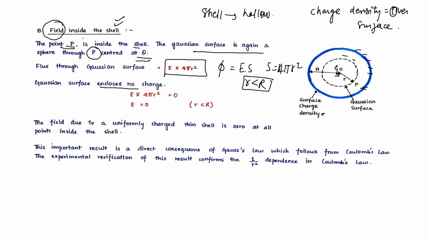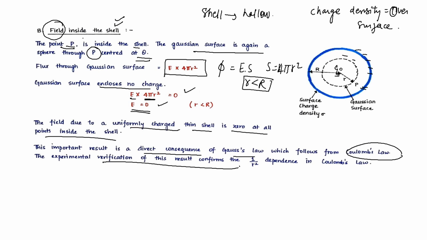The Gaussian surface encloses no charge. No charge, why? Because the charge of a shell is on its surface, so at the center there is no charge present. So E cross 4 pi r square will be equal to 0, and hence the field inside is 0. The field due to the uniformly charged thin shell is 0 at points inside the shell. This important result is a direct consequence of Gauss's law, which follows from Coulomb's law. The experimental verification of this result confirms the 1 by r square dependence of Coulomb's law.